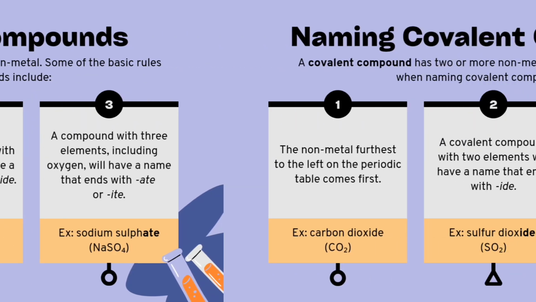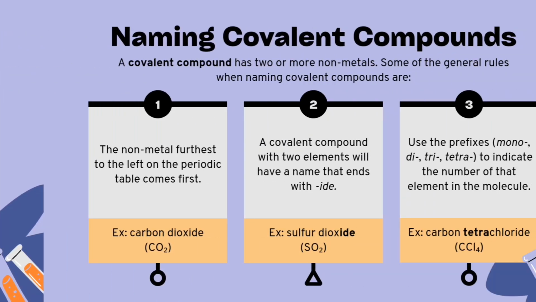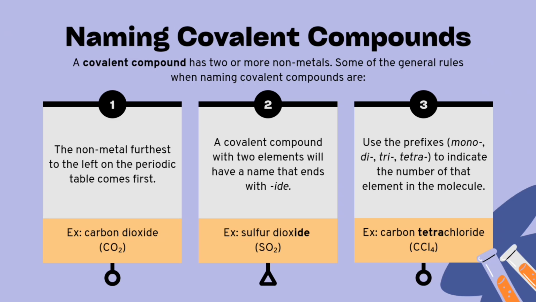How to name covalent compounds? A covalent compound has two or more non-metals. Some of the general rules while naming covalent compounds are: the non-metal farthest to the left of the periodic table comes first. A covalent compound with two elements will have a name that ends with ide, using the prefixes di, tri, tetra to indicate the number of atoms of the element in that molecule. Carbon dioxide in first place, sulfur dioxide in second place, and carbon tetrachloride in third place.